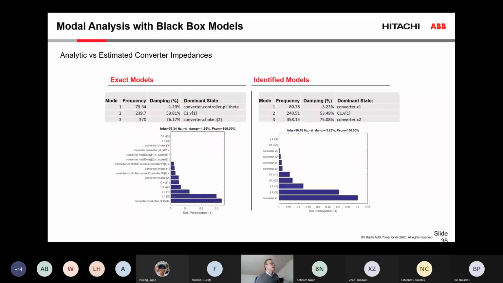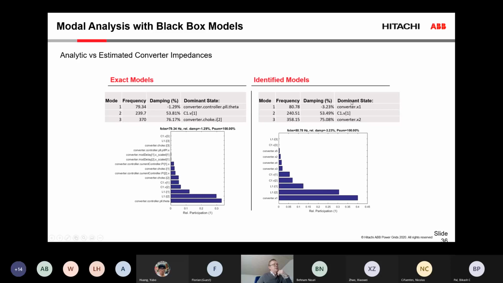Same thing, we can do this now also with modal analysis. So if you use black box models in modal analysis, here to the left, it was the results we were just looking at. We can classify here stability, identify the unstable resonance mode, and we can figure out that it's related to the PLL. If I use a black box model, I will not have that physical insight anymore.